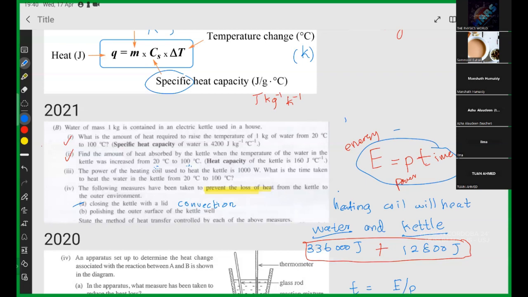Secondly, they are polishing the outer surface of the kettle. So when the outer surface of the kettle is polished, heat will not go out by radiation. You can protect the heat loss from radiation.